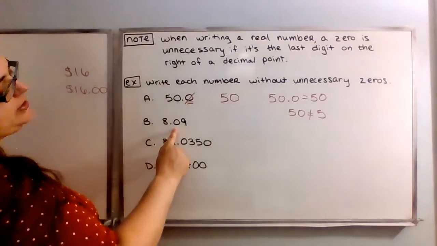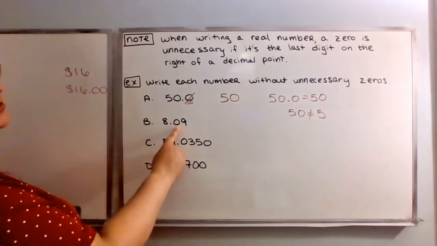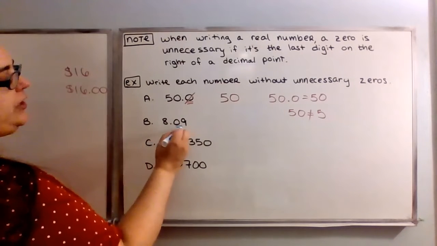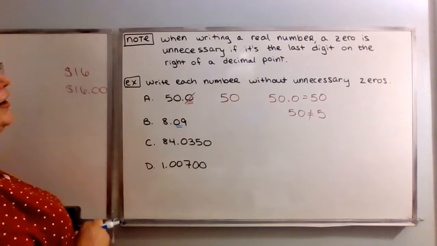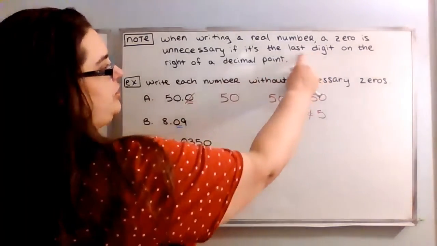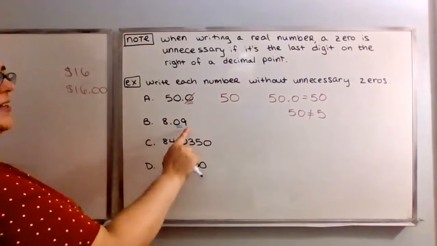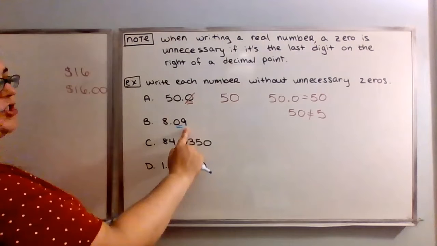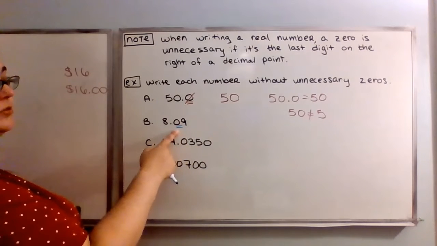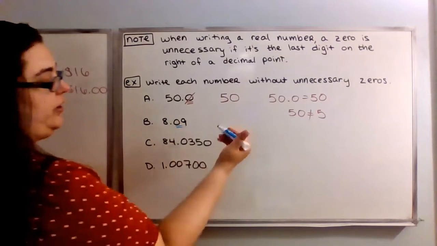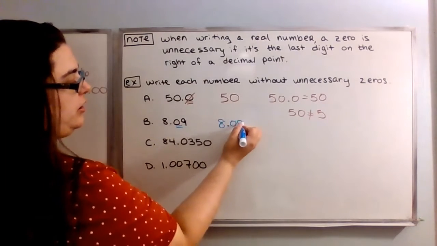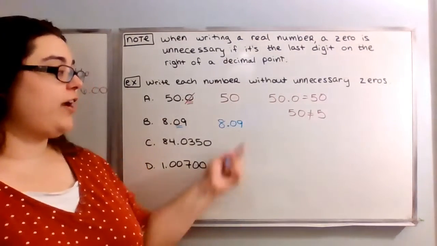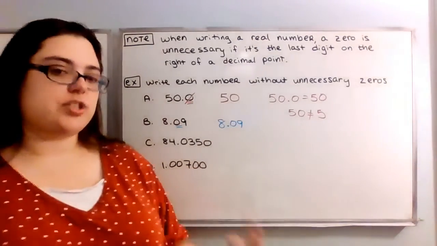So here we have 8.09. We have a decimal point and we have a zero on the right-hand side. What we're going to check to see if we need to write that zero or not is whether it's the last digit on the right. In this case, it's not. The 9 is the last digit. So because the 9 is the last digit, that means we need this zero. So 8.09 has to be written as 8.09. I can't write it without that zero there, otherwise it changes the meaning of the number.